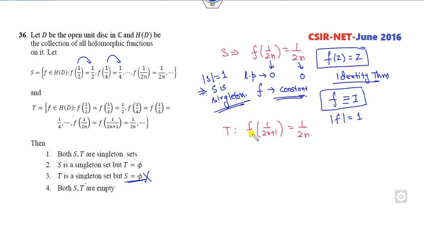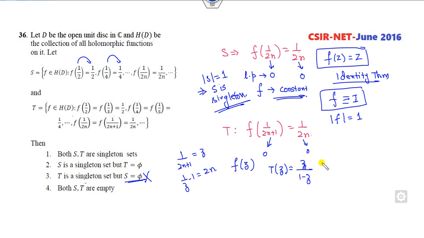Look at the T here. What is the limit point of this? 0, as n approaches infinity. This is also 0. Now can you find a function? If I take 1 over 2n plus 1 as my z, so what is my n? So I can write this is my 2n. If I substitute here, this is 1 minus z over this.